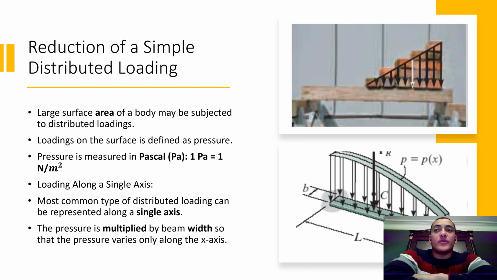Loading along a single axis. Most common type of distributed loading can be represented along a single axis. The pressure is multiplied by beam width so that the pressure varies only along the x-axis, as you can see in the examples I provided on the right.